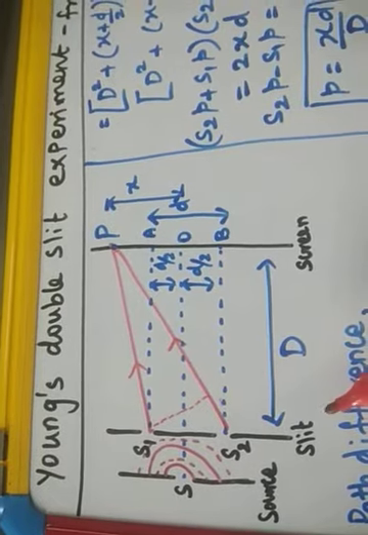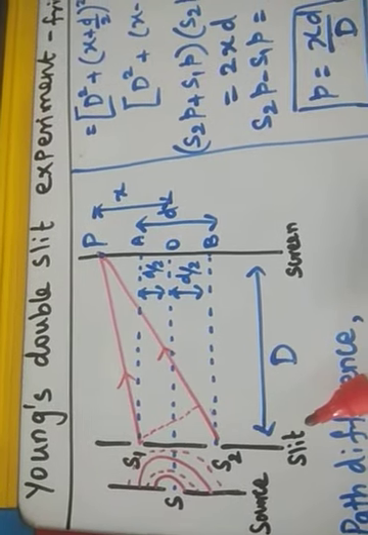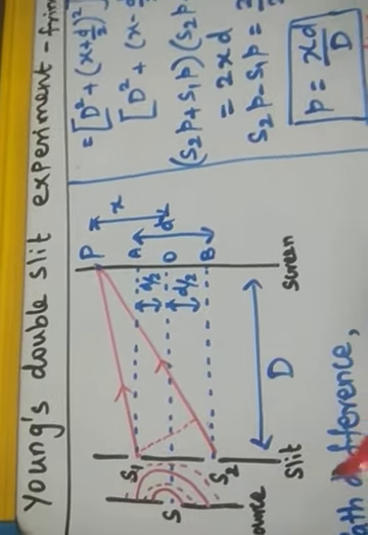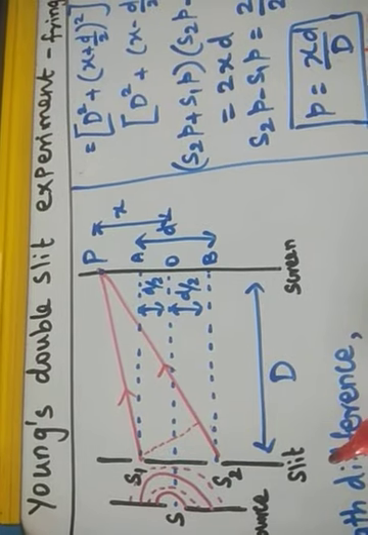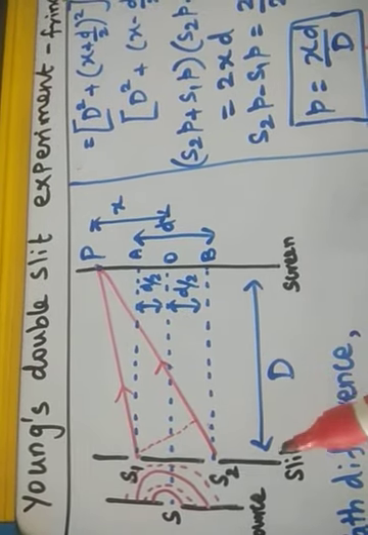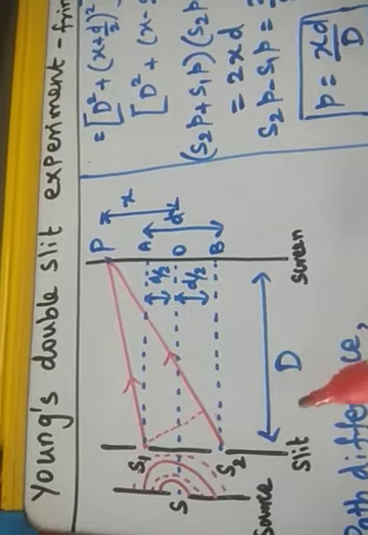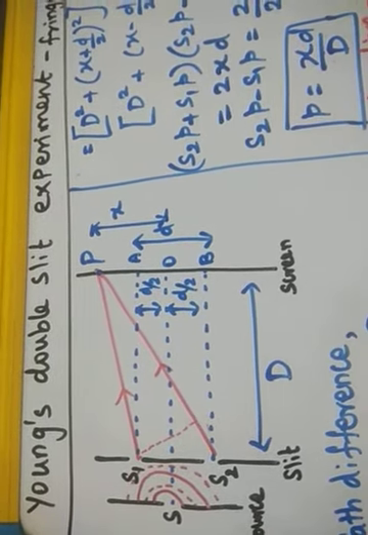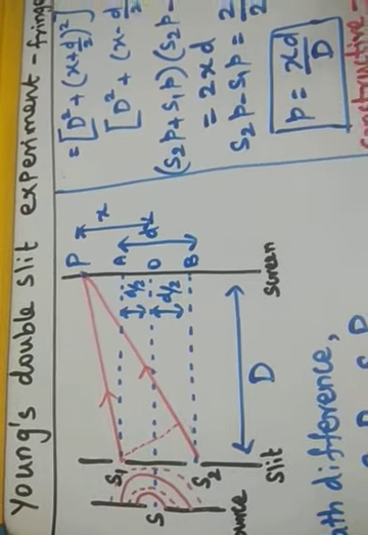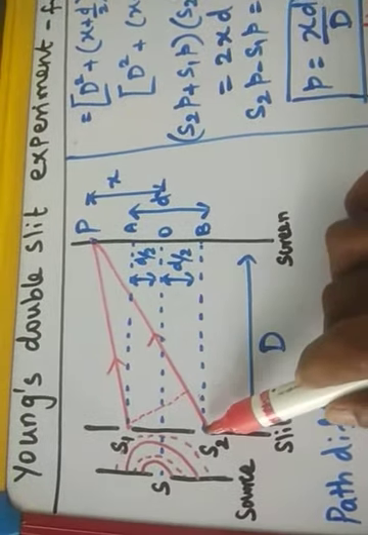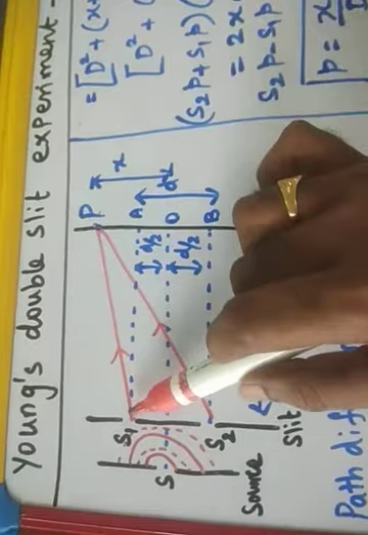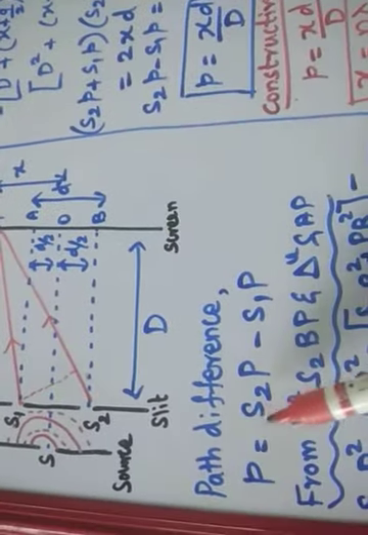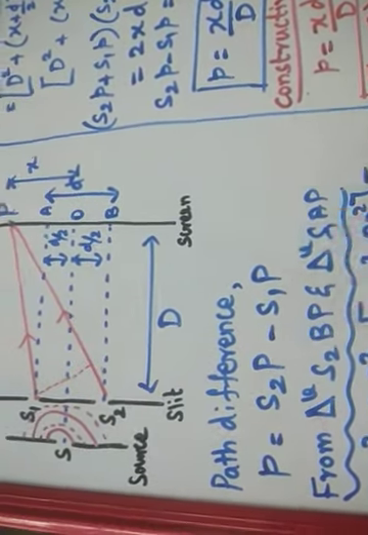Our ultimate aim is to find the path difference of the given experiment, Young's double slit experiment. If you find the path difference, it is easy for us to find the bright and dark fringes that we saw in the theory of interference in the previous session. The path difference is S2P minus S1P.